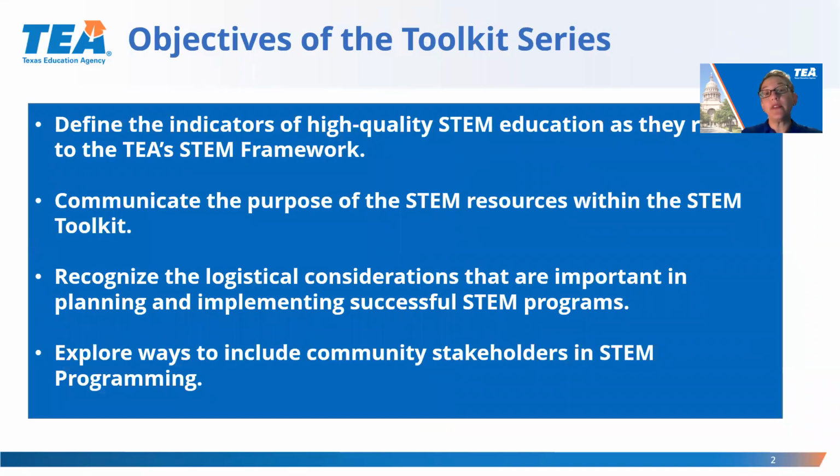The objectives for the video series are to empower leaders with information to help guide and support STEM decisions. By the end of this series, you'll be able to define the indicators of high quality STEM education as they relate to the TEA STEM framework, communicate the purpose of the STEM resources within the STEM Toolkit, recognize the logistical considerations that are important in planning and implementing successful STEM programs, and explore ways to include community stakeholders in STEM programming.